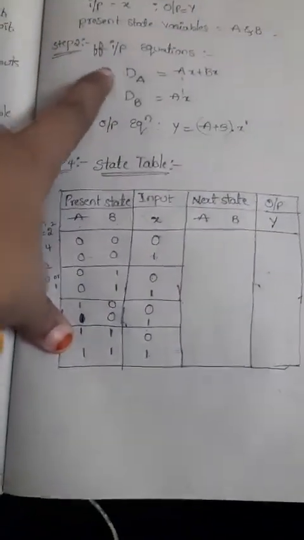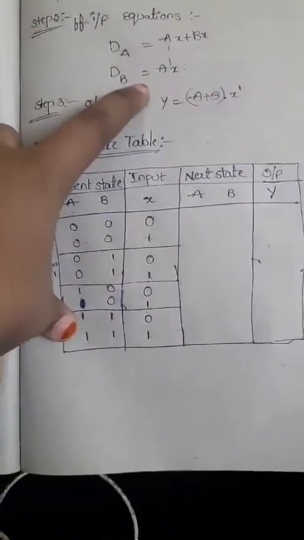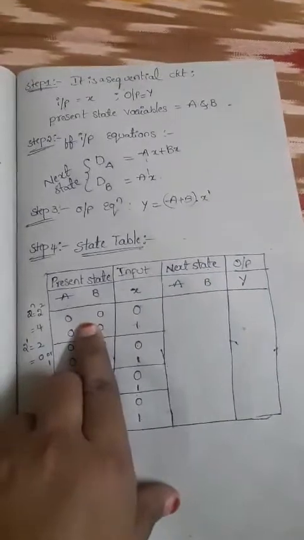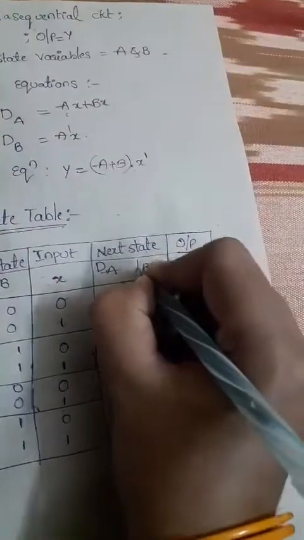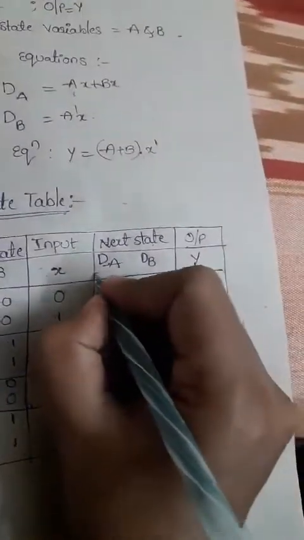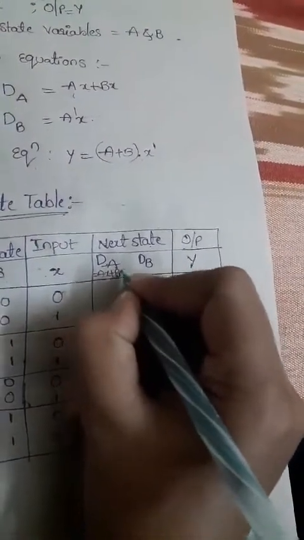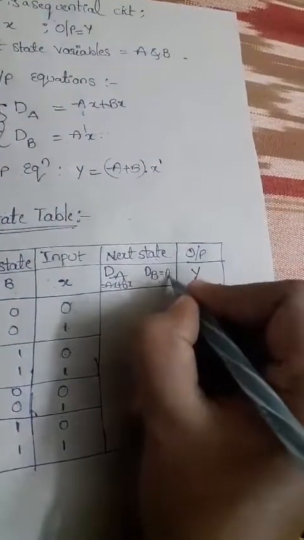Now coming to the next state values. To find the next state values, you know the next state equations, that is the dA and dB input equations we have, right? Those two equations we can consider as the next state equations, and with the help of these two equations we'll find the results. Here we have the A value, B value and X value. The next state is dA and dB. The dA value is AX plus BX, and the dB value is A complement X. Now find it.